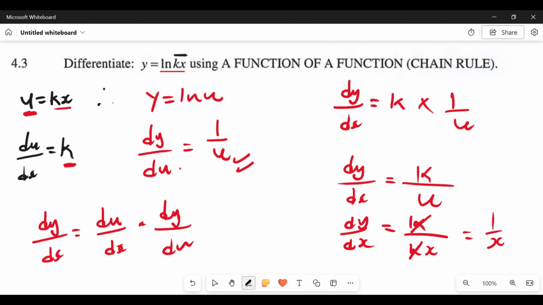I hope you guys managed to understand this one. It was not really that difficult. All you need to know is the chain rule, or a function of a function. Now, there are many ways of solving this, but this is the way that I could explain it better.